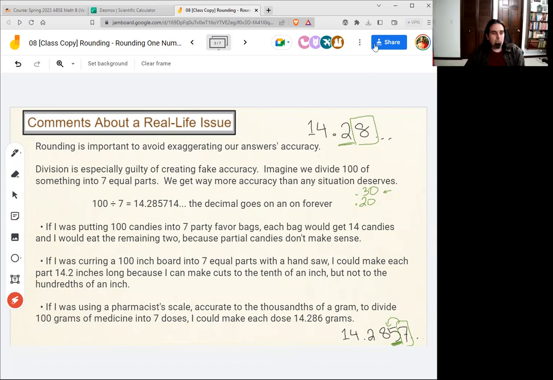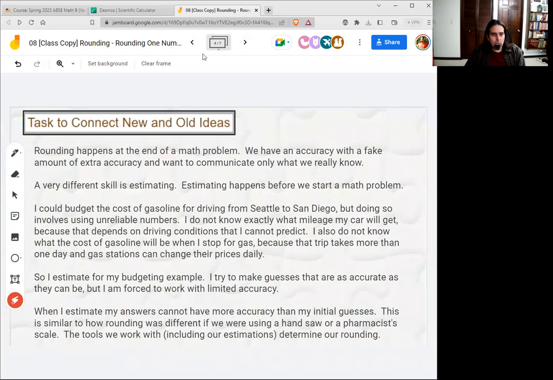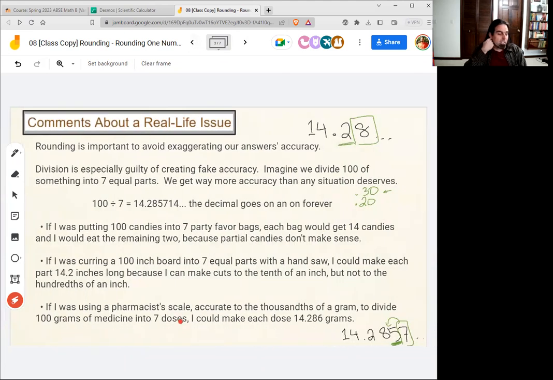So the general rule is, I don't write it here, but I did, that you look at how many digits they gave you in the original problem and use that many. So in this case, if they just said 107, there's no decimal. So just don't put a decimal, round it to 14.